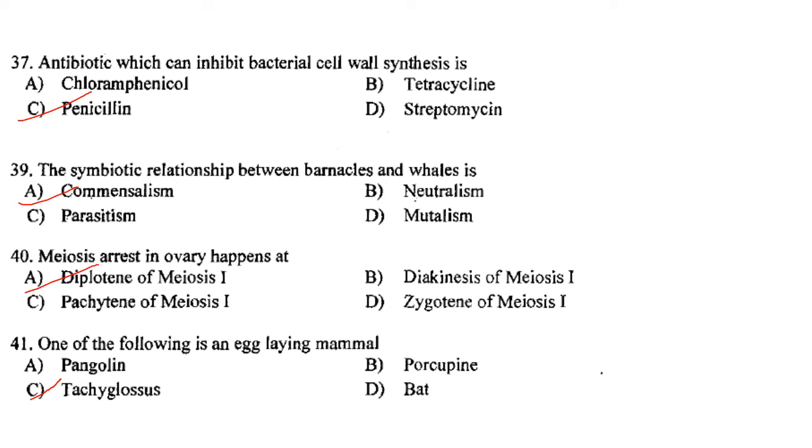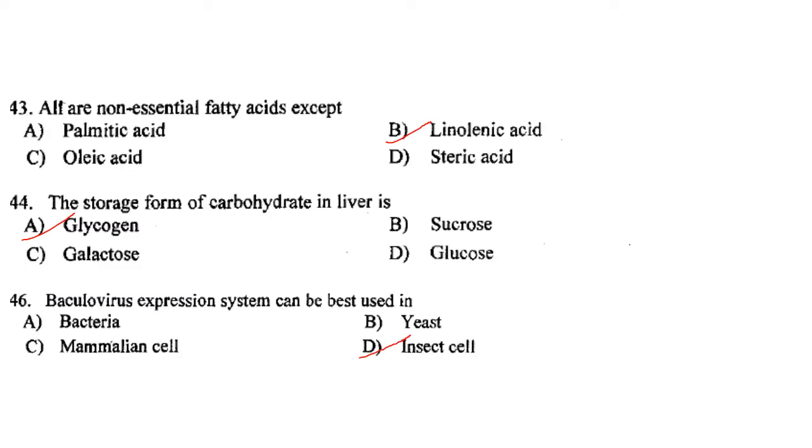Then meiosis arrest in ovary happens during the diplotene of meiosis 1. Answer is option A. One of the following is an egg-laying mammal. It is tachyglossus. Answer is option C. All are non-essential fatty acid except linolenic acid. Answer is option B. The storage form of carbohydrate in liver is. It is glycogen. Answer is option A.